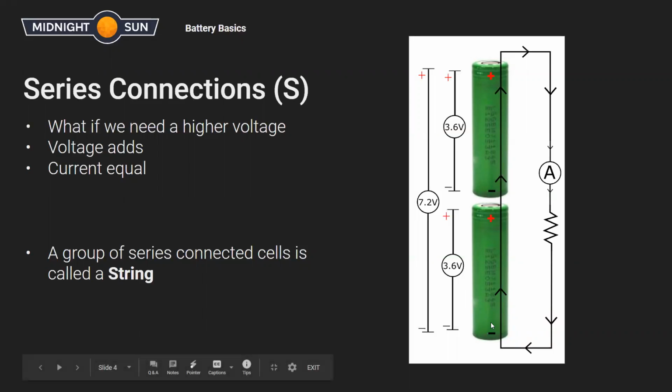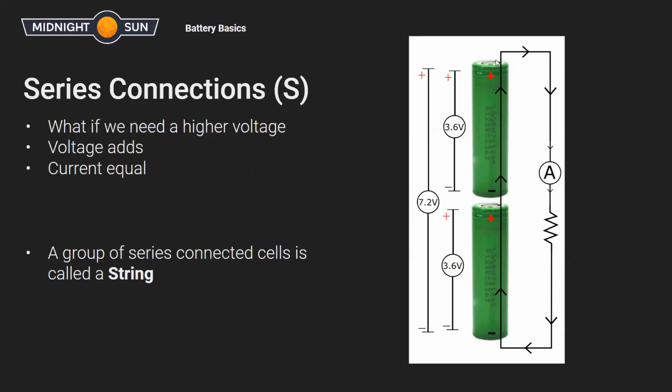So battery cells can be treated as voltage sources. So in this diagram, there's 3.6 volts across this battery cell. And then the top battery cell has another 3.6 volts across it, but the ground is at the top of the previous cell. So the total voltage across those two is 7.2 volts.